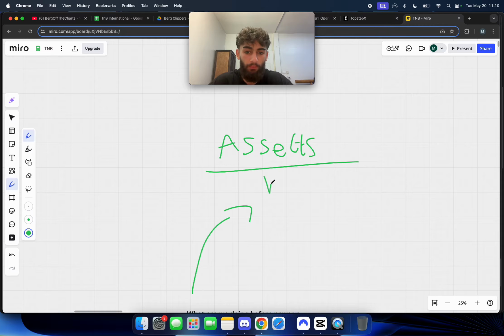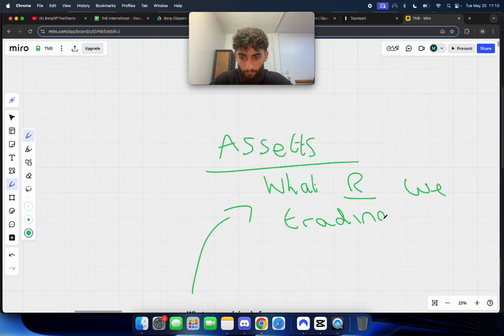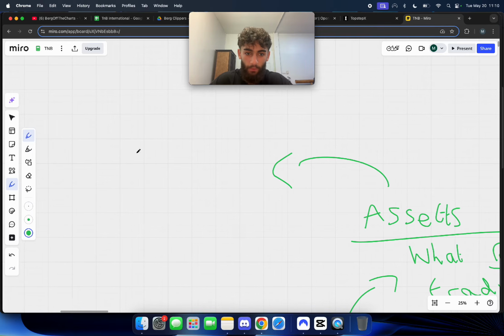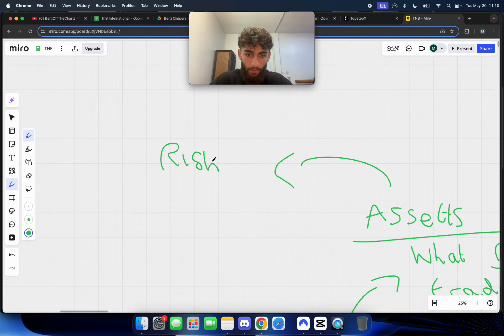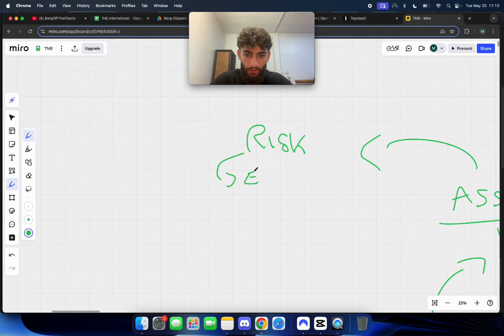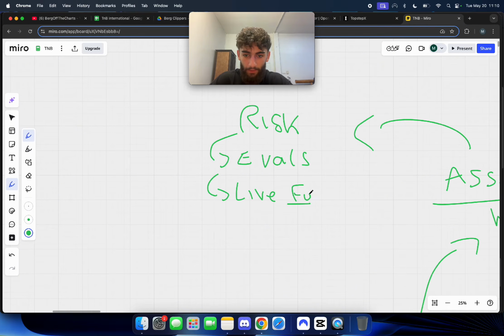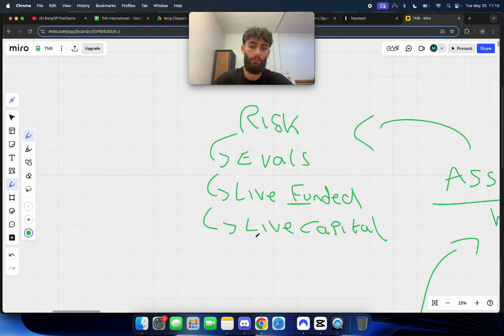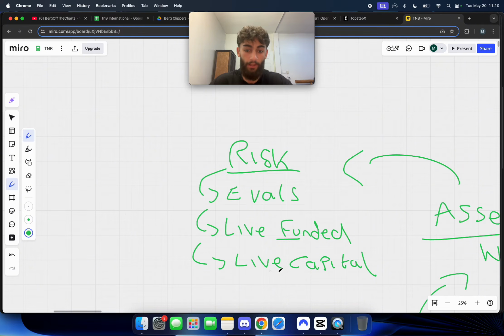Assets. So what are we actually trading? Then we've got risk. This will be broken down into evals, live fundeds, and then live capital. All of these should have completely different risk plans, 100%. And I'll give you the risk plan that I use for all of these three as well, because I do trade evals, live, and live capital.